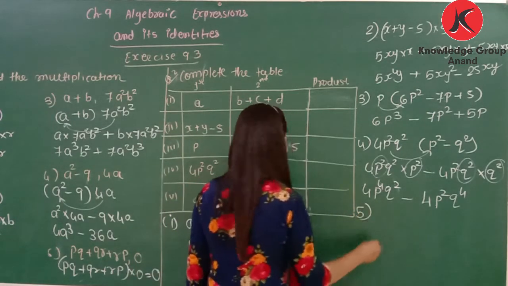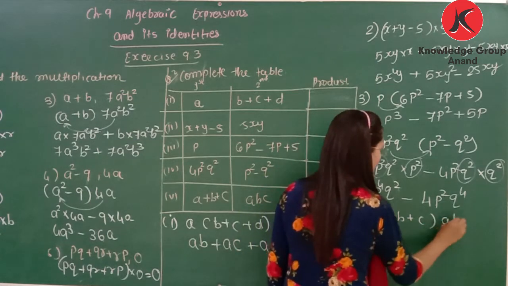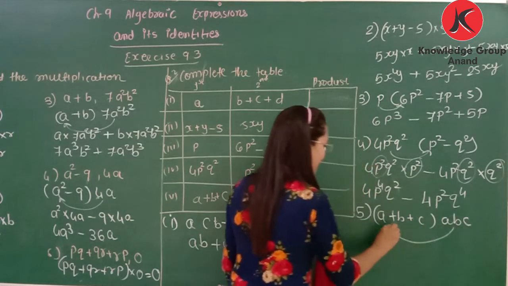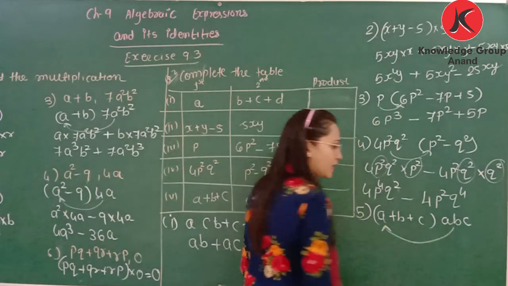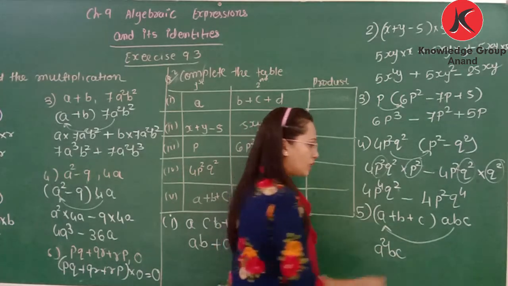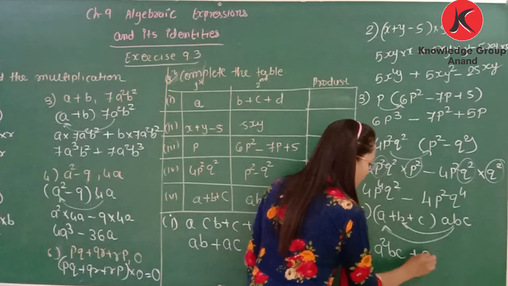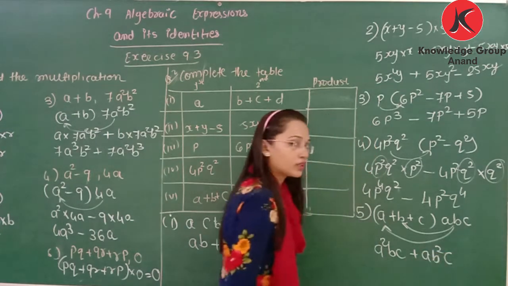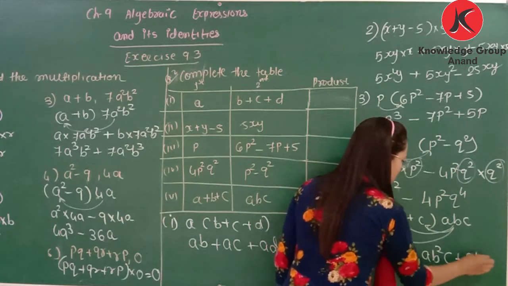Now fifth one, a plus b plus c is multiplied with abc. So let's directly multiply abc with a. So here how many times a do we have? 2 times. So it is a square bc. Now abc is multiplied with b. So we have a b square c, and abc is multiplied with c, become abc square.